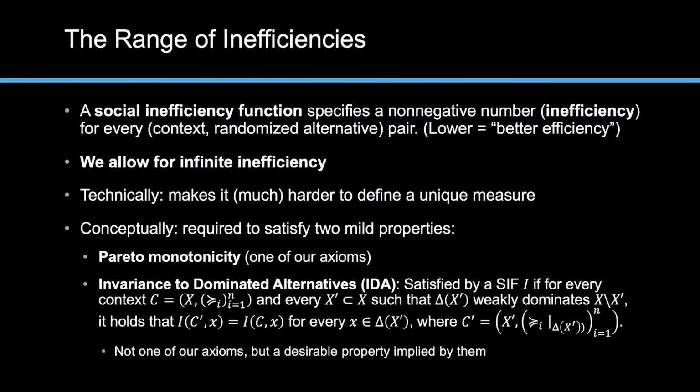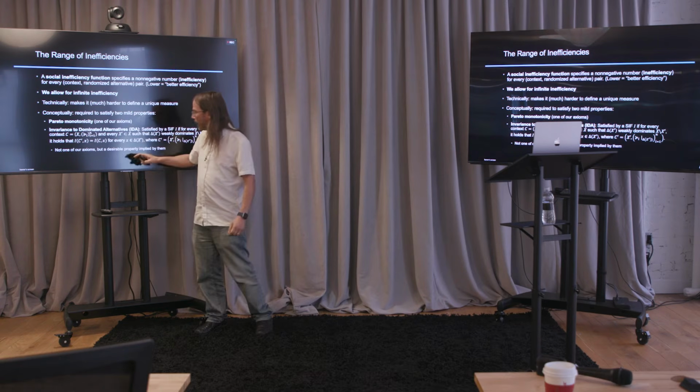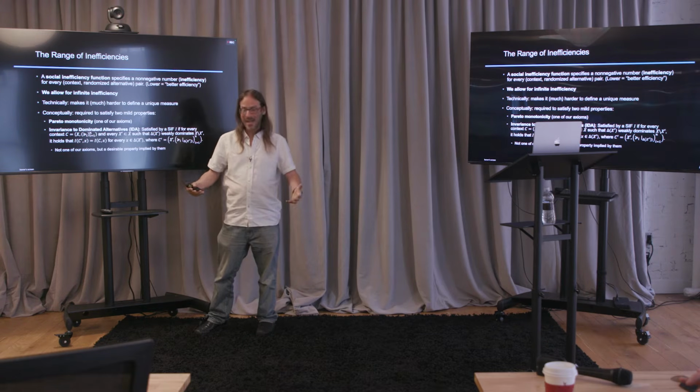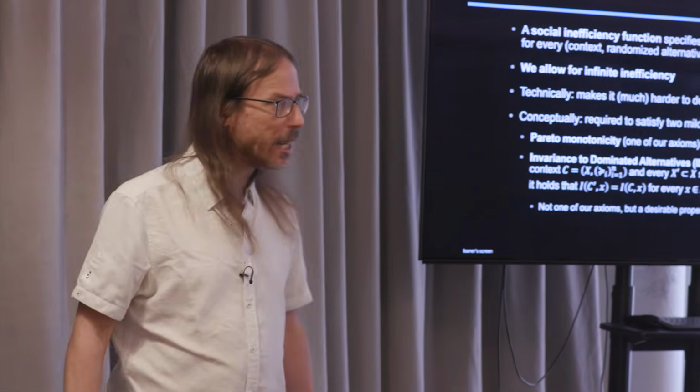The other property, which is more of a mouthful, is what we call invariance to dominated alternatives. We say that a social inefficiency function I satisfies IDA, invariance to dominated alternatives, if whenever you take a context and throw out of it some weakly dominated alternatives, so that everything you throw out is weakly dominated by some lottery over stuff that you keep in, and then you look at some alternative that's a lottery over the stuff that remained, its inefficiency in the original context and the context with stuff thrown out should be the same.